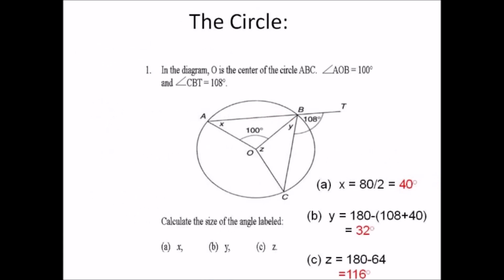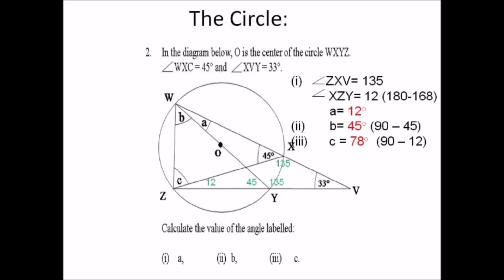Okay, the circle. A worked out to be 40 degrees, x worked out to be 40 degrees, y worked out to be 32 degrees, and z was 116 degrees. So you have to use the 100 degrees first, and in the triangle, once that's the number at the top, take that away from 180, left with 80, so then you can find x would be 40, and then the other angle at the bottom would be 40, and that helps you with the rest of it.